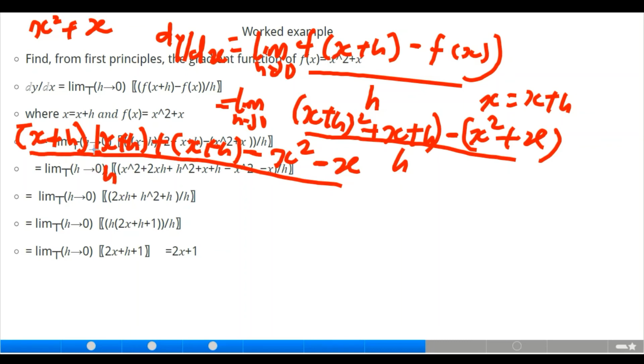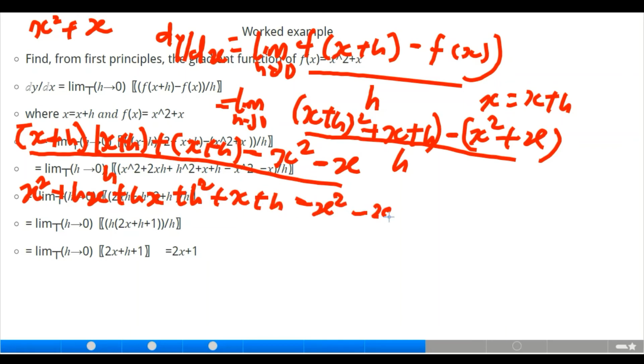Now, x times x will give us x square, right? x multiplied by h, that is hx. h multiplied by x is hx. Okay, h multiplied by h, that is h square. And we still have our plus h plus x minus x square minus x. We are dividing everything by h.